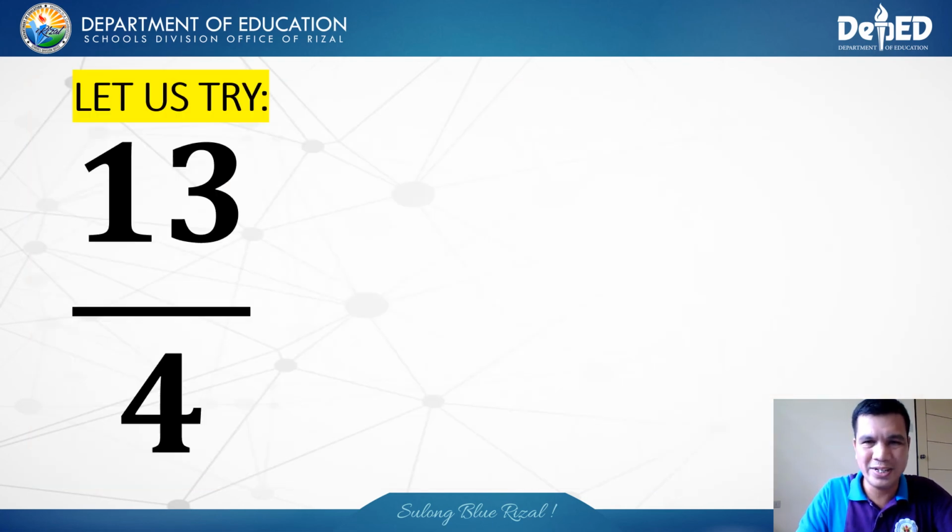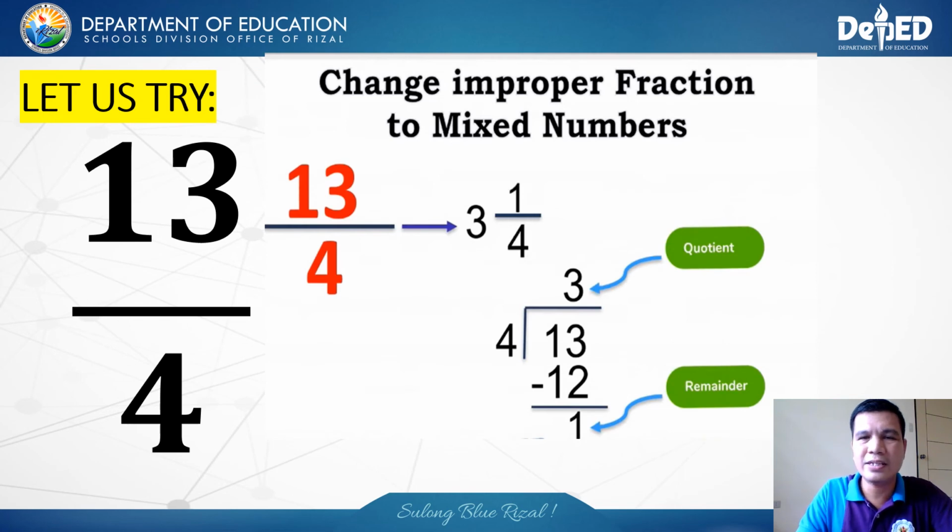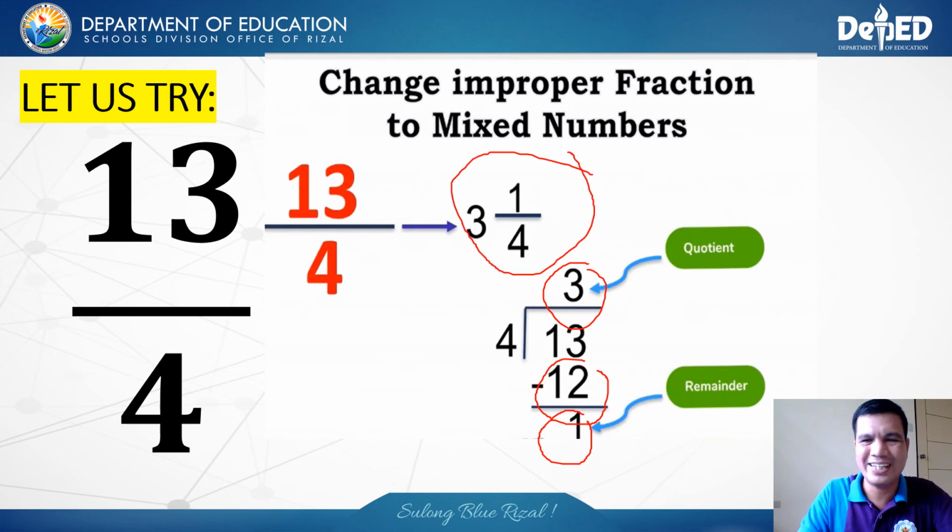13 fourths. So how are we going to express in mixed number? Yes, you're correct. We are going to divide the numerator and the denominator. 13 divided by 4. And 13 divided by 4 is 3. 3 times 4 is 12. 13 minus 12 is 1. So our answer is 3 and 1 fourth. Okay, nice. Good job.